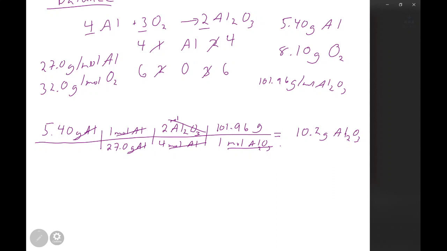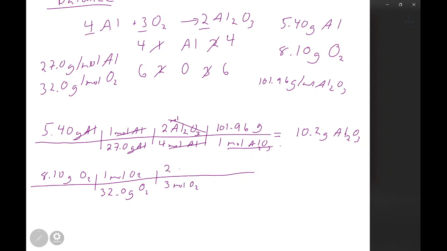Now we know the mass that can be produced from aluminum. What we want to do now is see how much we could produce if we instead use oxygen as the limiting reagent. We're essentially going to do the exact same calculation. Start from 8.10 grams of oxygen. It's going to look almost exactly the same. For every 1 mole of oxygen, I have 32 grams of oxygen. Then if I look at my molar ratio, for every 3 moles of oxygen, I produce 2 moles of Al2O3, aluminum oxide. The last step will be exactly the same: 101.96 grams per 1 mole of aluminum oxide.